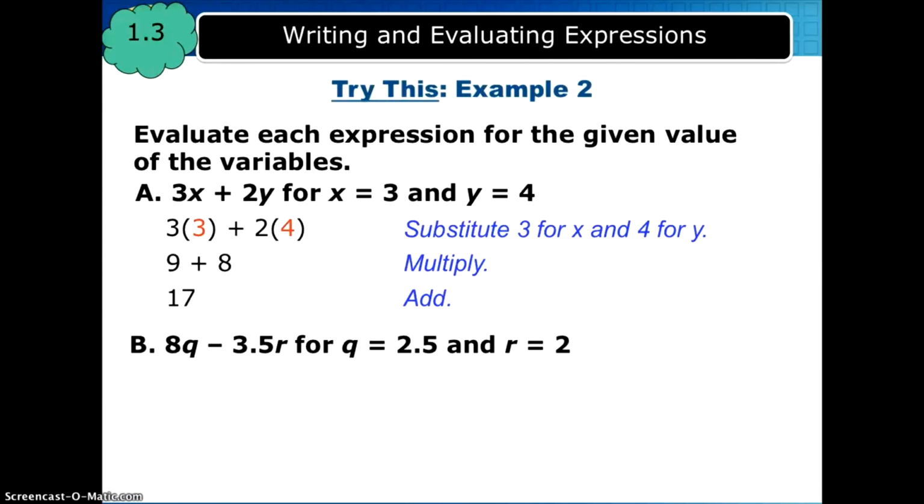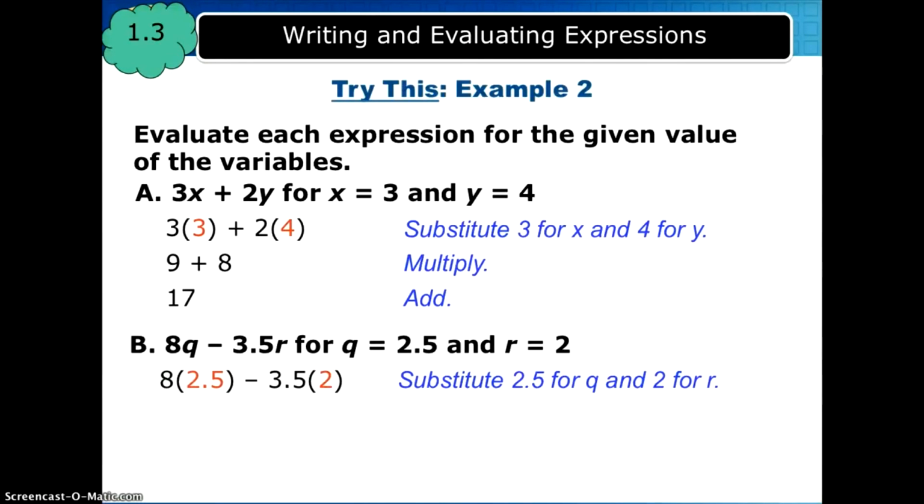8q minus 3.5r. If q equals 2.5 and r equals 2, I'm substituting 2.5 for q and 2 for r. Here's what it looks like. I've replaced the q and replaced the r with the number that it equals. I'm going to multiply both sides of the subtraction sign. When I multiply 8 times 2.5, I get 20. When I multiply 3.5 times 2, I get 7. Subtract 20 minus 7 to get my final answer of 13.